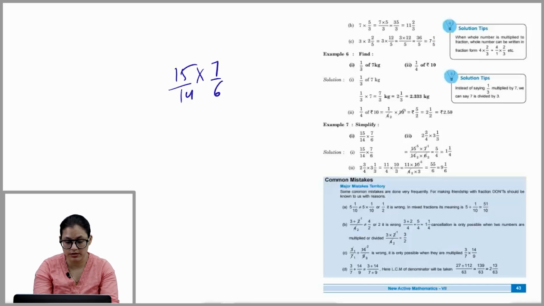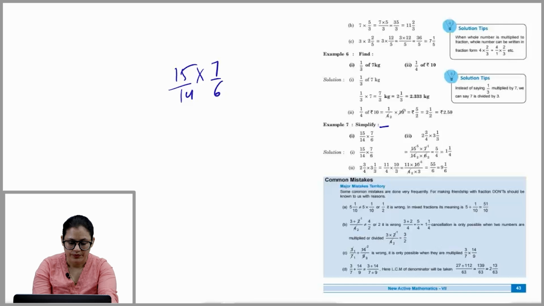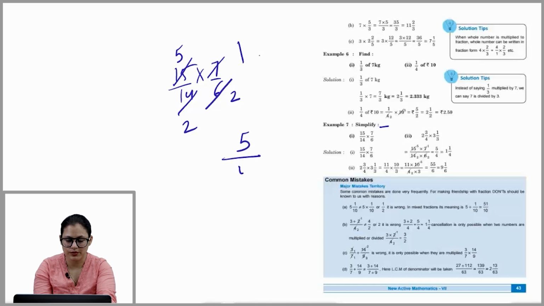Here it is written simplify, which means first you will have to write the answer in simplified form, or you will simplify them and then multiply. 7 1s are 7, 7 2s are 14, 3 2s are 6, 3 5s are 15. So 5 into 1 is 5, 2 into 2 is 4. Now convert this improper fraction into a mixed number.